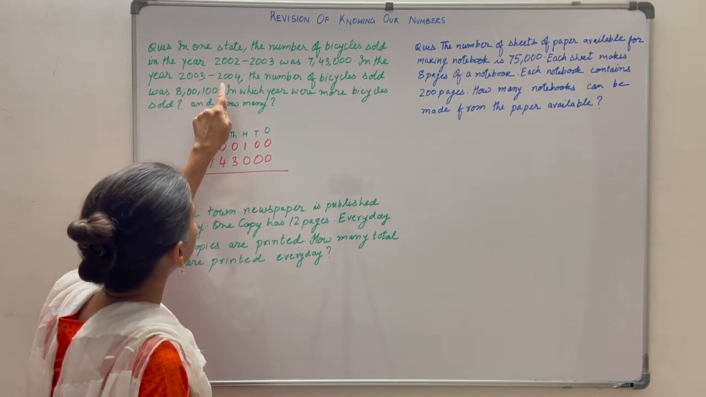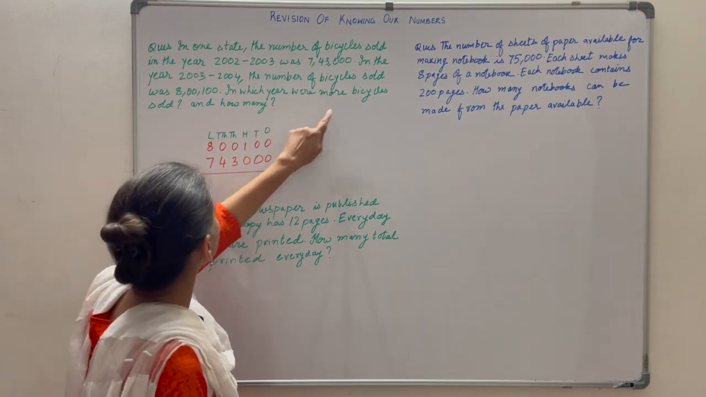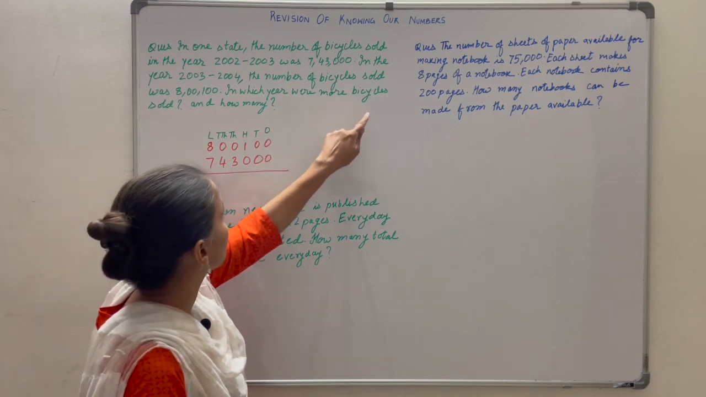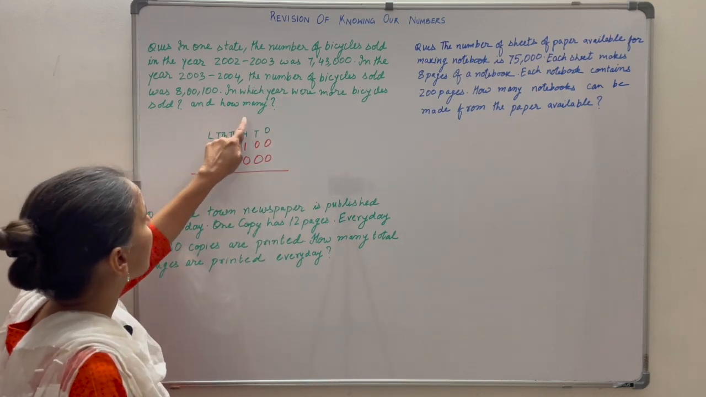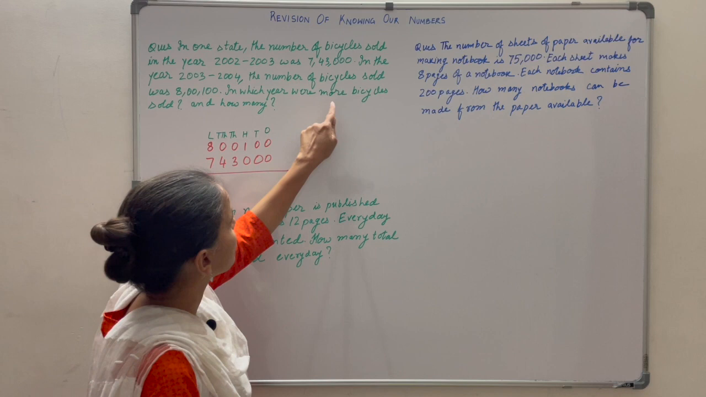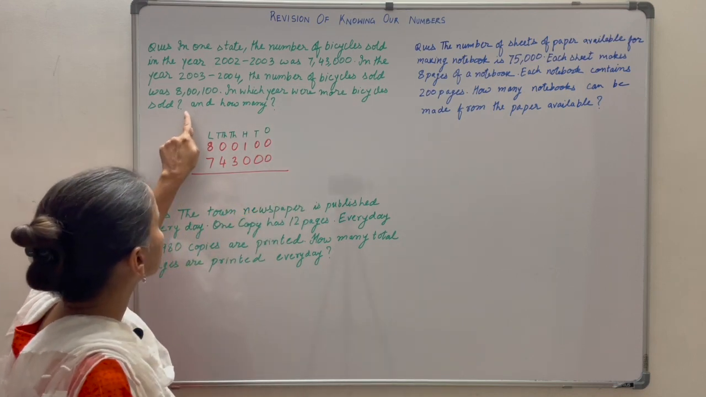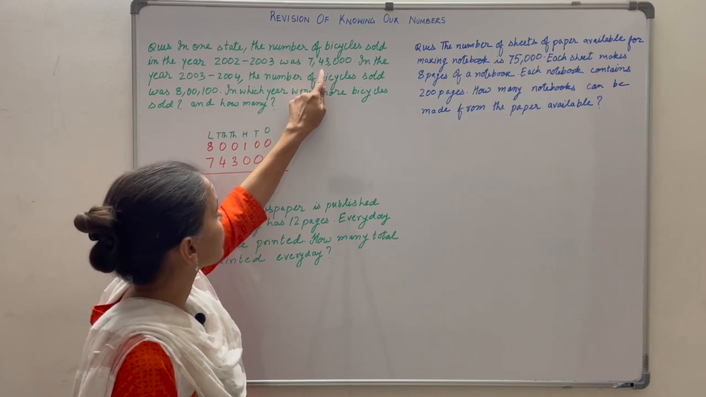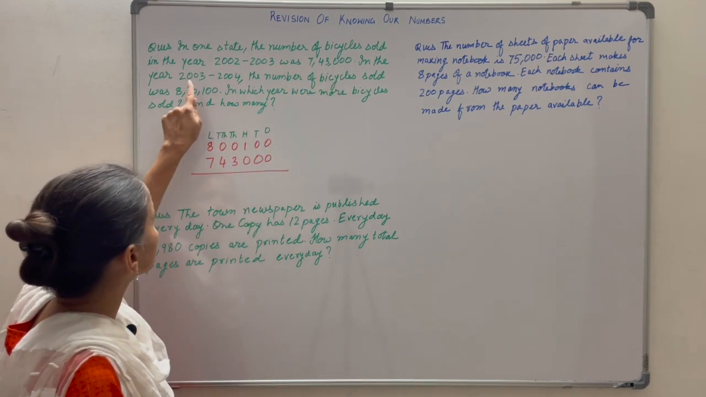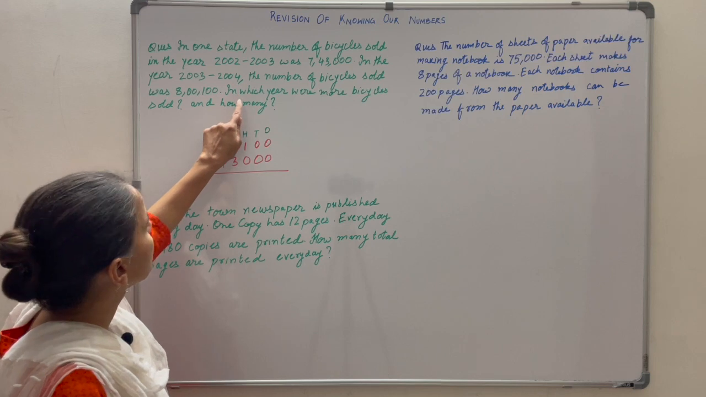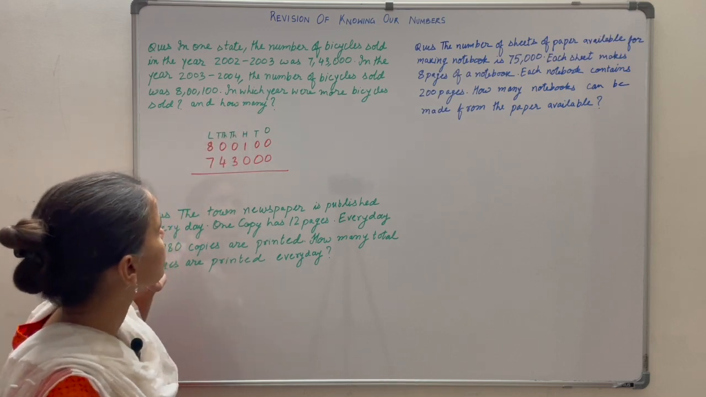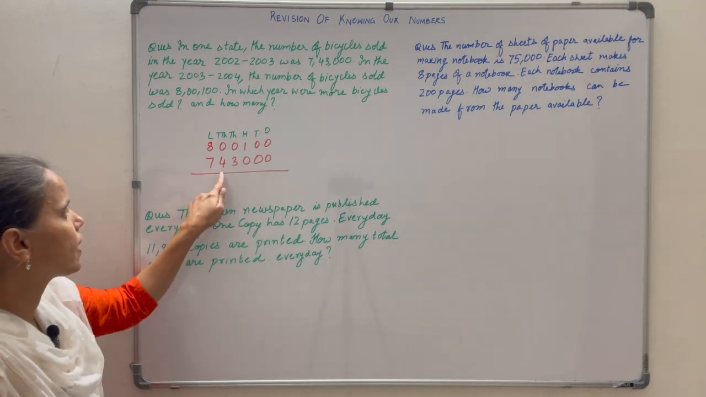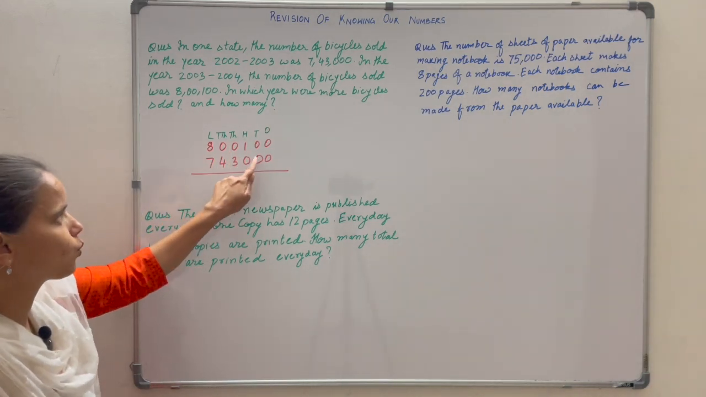In one state, the number of bicycles sold in the year 2002-2003 was 7,43,000. In the year 2003-2004, the number of bicycles sold was 8,100,000. In which year were more bicycles sold and how many? Clearly, 8,100,000 is more than 7,43,000. So in 2003-2004, more bicycles were sold. And by how many? You need to subtract 7,43,000 from 8,100,000.